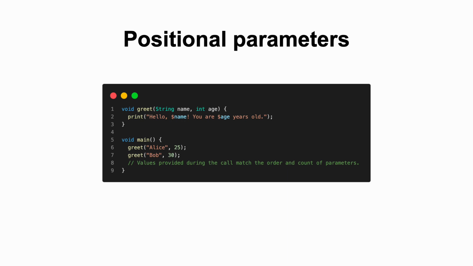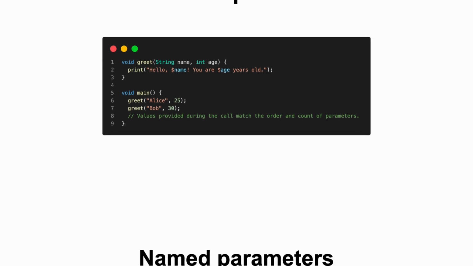The order and number of values you provide during the call must match the order and count of parameters in the function signature. This direct correspondence makes positional parameters straightforward to use. In our example, the greet function expects a name as the first parameter and an age as the second. This fixed order ensures that our function delivers accurate and expected results.